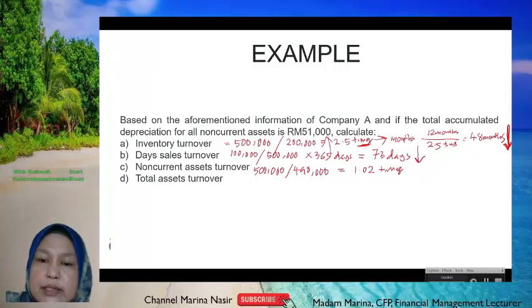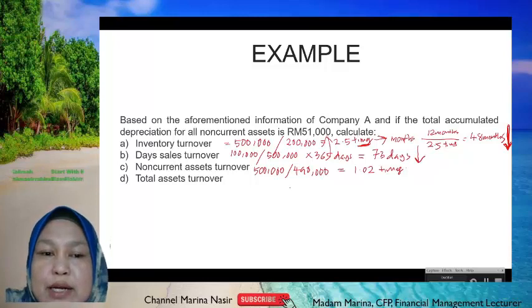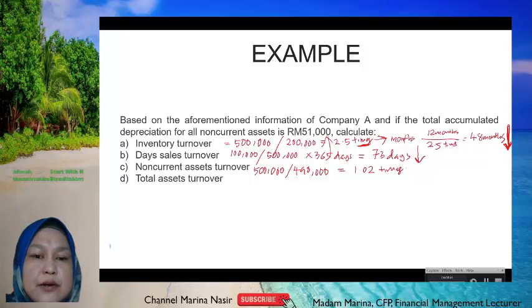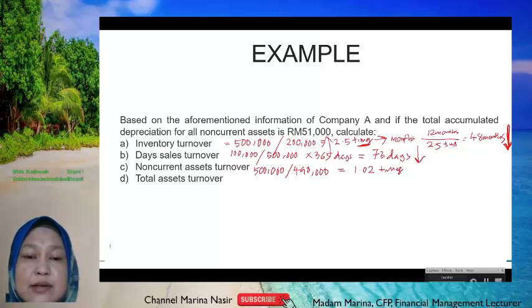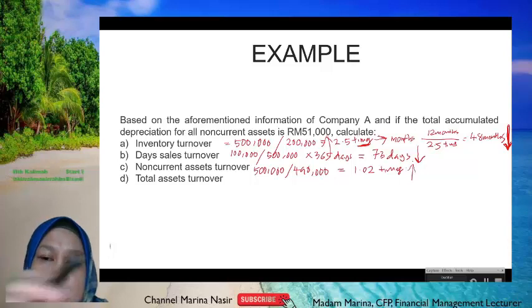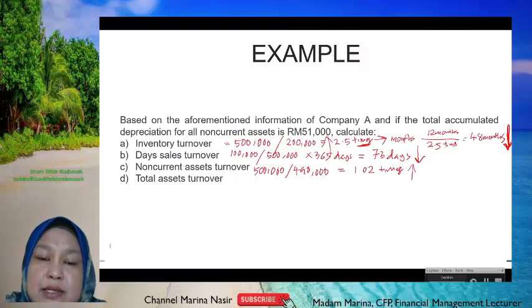How to interpret this ratio? For every 100 ringgit company A non-current asset, they can generate sales 1 ringgit 2 sen. Setiap 100 ringgit dia punya non-current asset, dia boleh generate RM1 2 sen nilai jualan. So for this one, the higher is better when you want to make a comparison, because the higher ratio will give the higher sales.